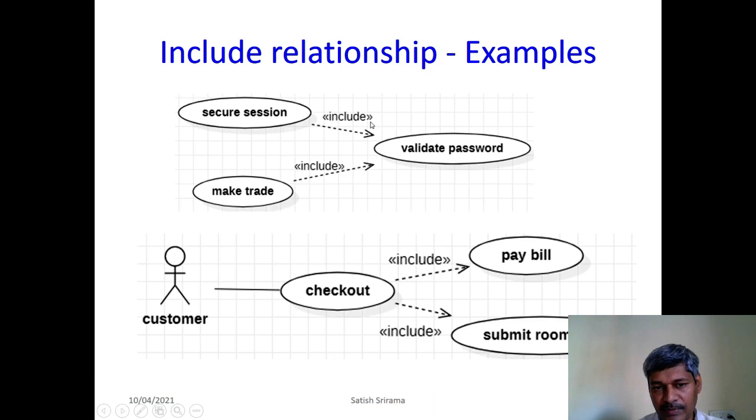This is the UML representation for this. This is the annotation: the include annotation you put on this dashed line for the include relationship. Now, whenever you are implementing the system for securing the session, the validate password use case will be inserted at that particular position. Similarly, in make trade, you will be including validate password.